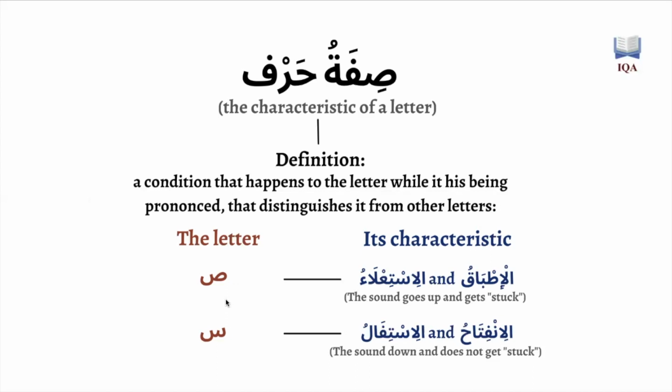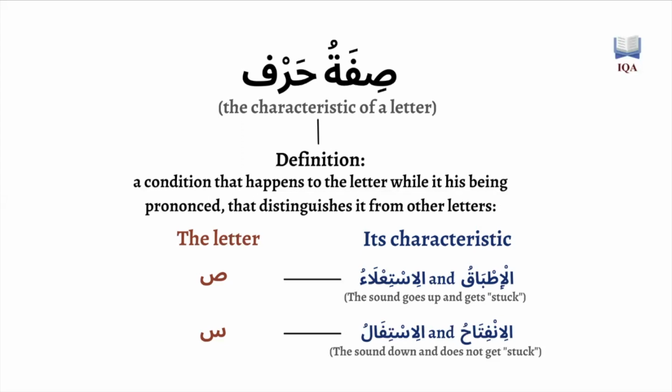The difference between these two letters is not in terms of their point of articulation. Both the Sad and the Sin come from pretty much the same point of articulation in your mouth. Sad, Sin. If you do that, you're going to clearly see that the tip of your tongue does not really change. It's at the same exact location for both the Sad and the Sin. So what makes these two letters different is not the point of articulation, but rather its characteristic.